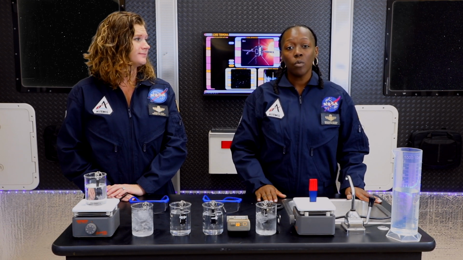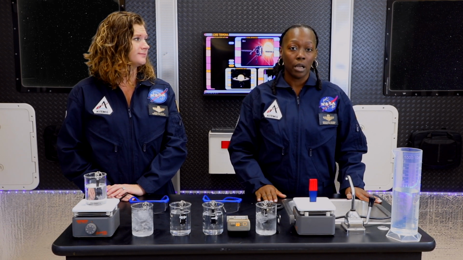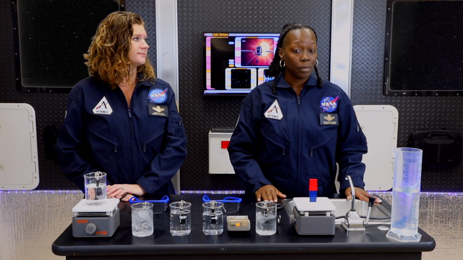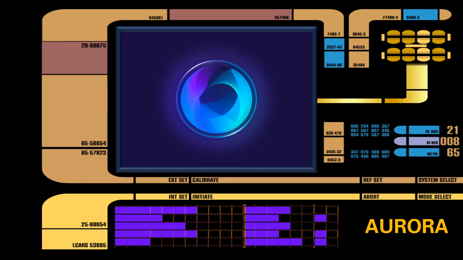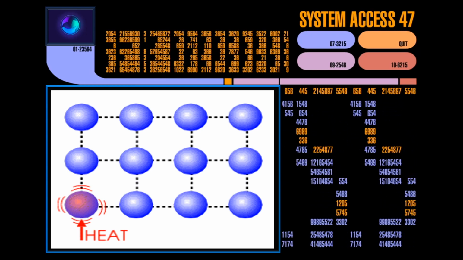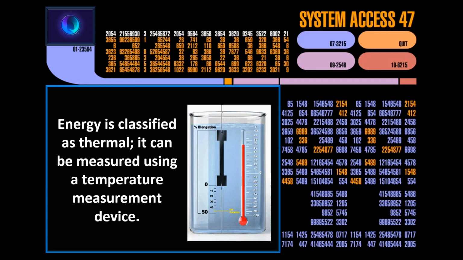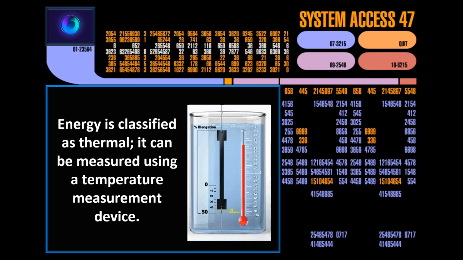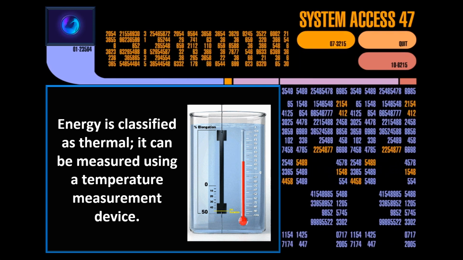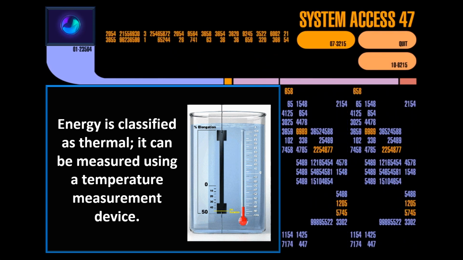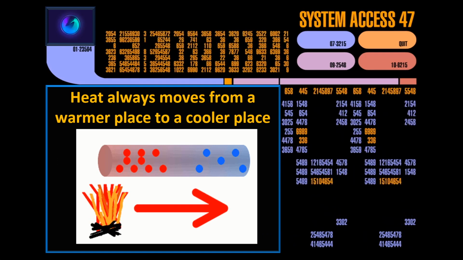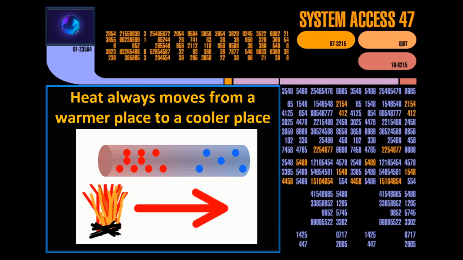Well, I think we need to begin with what we mean by the term heat. Right, Aurora? Processing. Heat is a form of moving energy that is transformed between systems or objects. This type of energy is classified as thermal, meaning it can be measured using a thermometer measurement device. Heat always moves from a warmer place to a colder place.